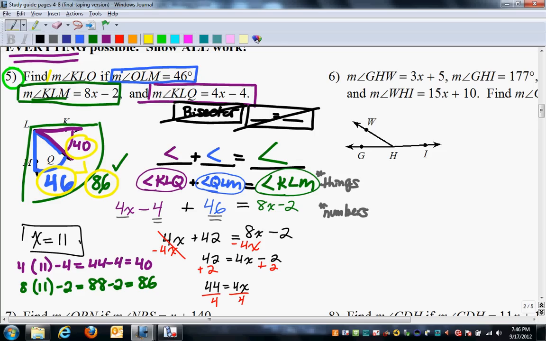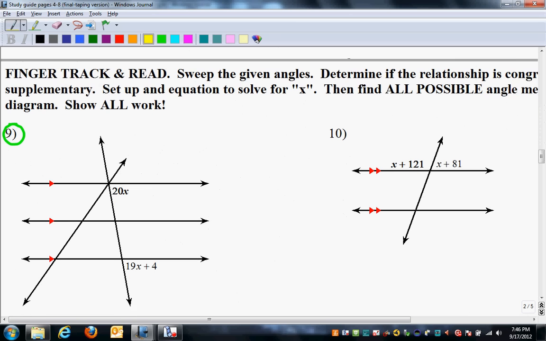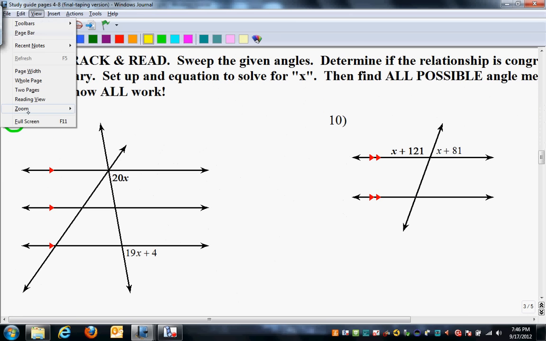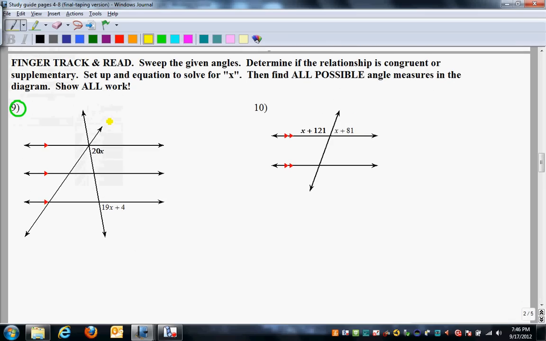It is extremely important that you use colors and properly sweep these angles. I highly recommend you use colors for problems 6, 7, and 8 to help you with this problem. It says, sweep the given angles, determine if the relationship is congruent or supplementary. Set up an equation to solve for x, find all possible angles.